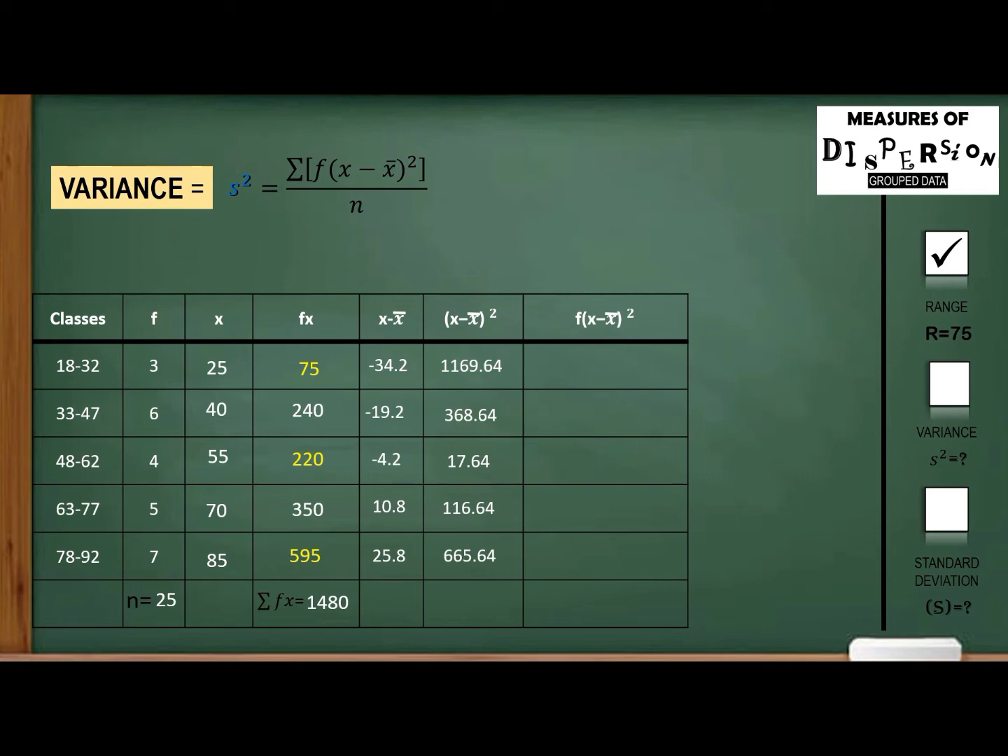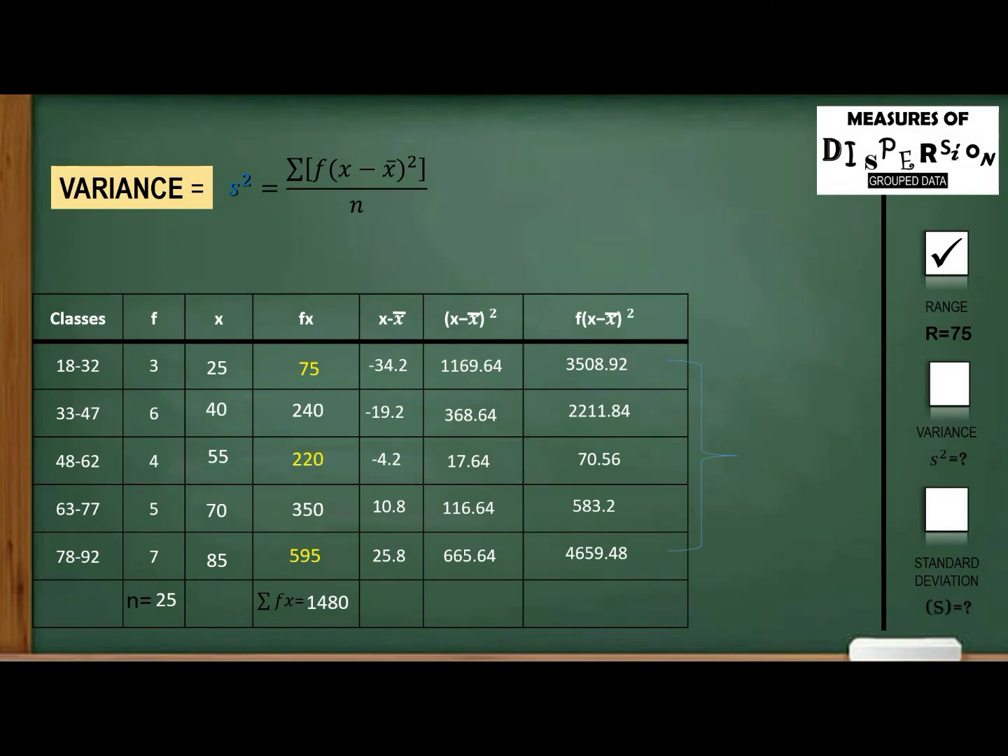Next, multiply the outcomes, or the square of the difference of x and the x bar, by their frequencies to satisfy the necessary values for the last column. 3 times 1169.64 is equal to 3508.92. 6 times 368.64 is equal to 2211.84. 4 times 17.64 is equal to 70.56. 5 times 116.64 is equal to 583.2. 7 times 665.64 is equal to 4,659.48.